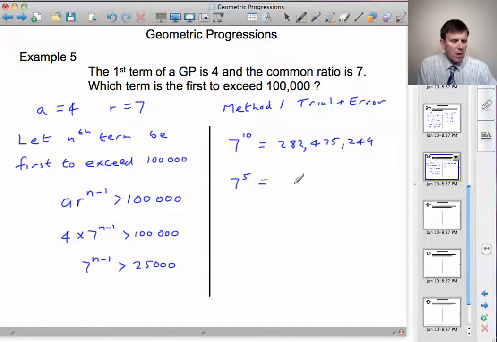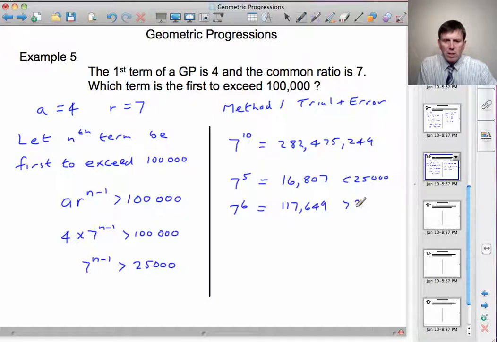7 to the power 5 turns out to be 16,807. So that's not bigger than 25,000. The next one will be though, 7 to the power 6 is 117,649. That's just 7 lots of 16,807. So this one is less than 25,000.